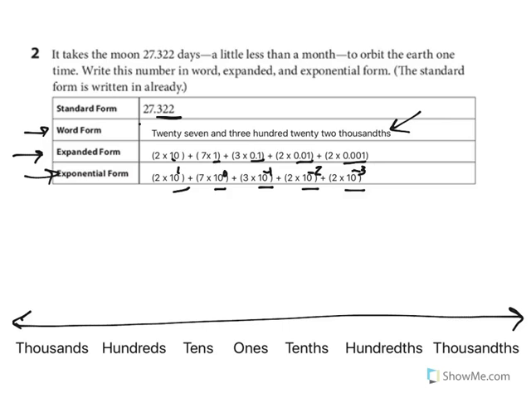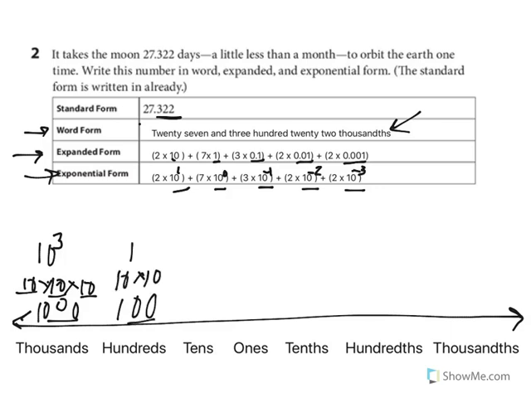Now, just as a really quick review, let's touch on this. So here I have thousands. It looks like this. It also looks like this, 10 times 10 times 10. And it also looks like this, 10 to the third. How many tens do I see to make up 1,000? 10 to the third. Hundreds looks like this. How many place values of 10 do I have? Well, I have 2 of them, 10 times 10, which looks like 10 to the second.